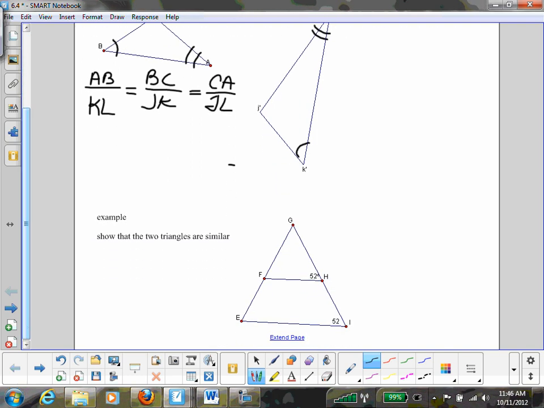Okay, so show that the two triangles are similar. Well, we know that angle H is congruent to angle I. We need to be using the angle-angle similarity postulate. So we need to find another angle. What other angle is congruent? Mary?